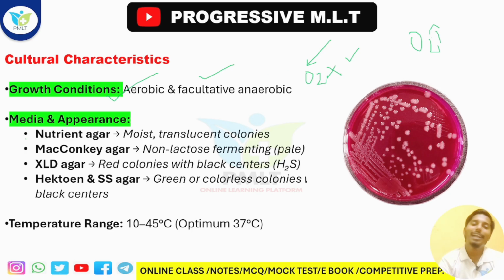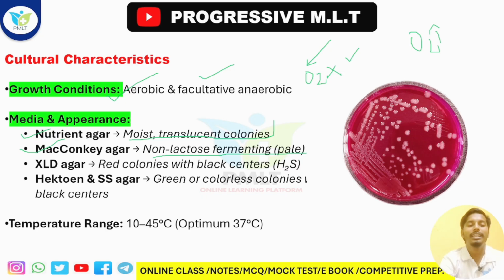Whenever we are discussing cultural characteristics, we need to understand that there are lots of culture media, but we are studying only a few, so that we can easily memorize them for Salmonella. First is nutrient agar. They can easily grow on nutrient agar, forming moist and translucent colonies. Got it? After that, MacConkey agar. They do not ferment lactose, so we see colorless colonies, non-lactose fermentation.